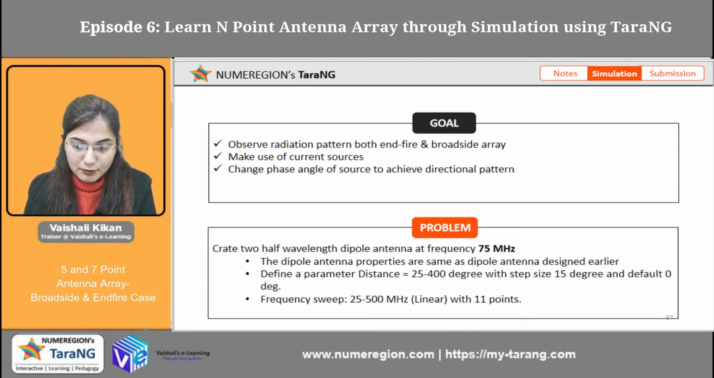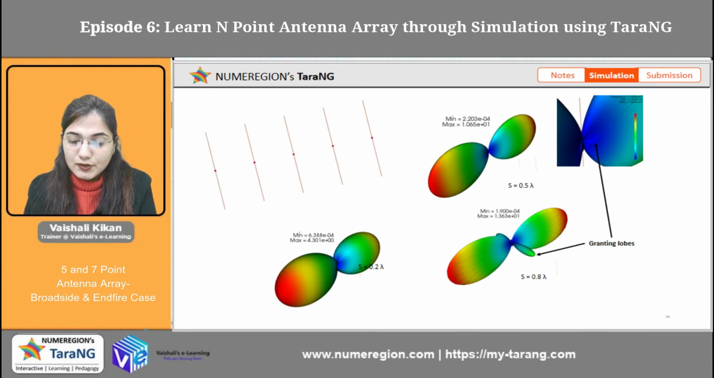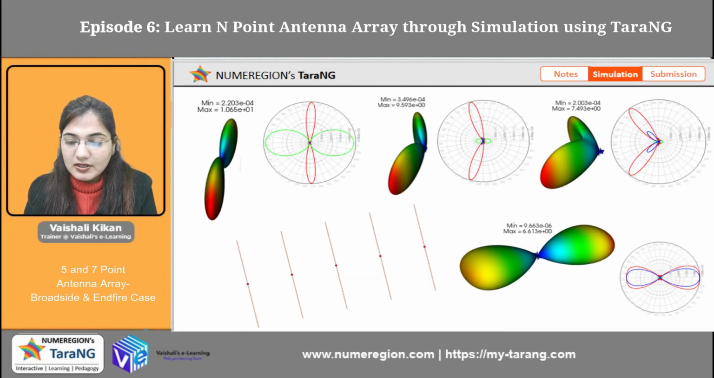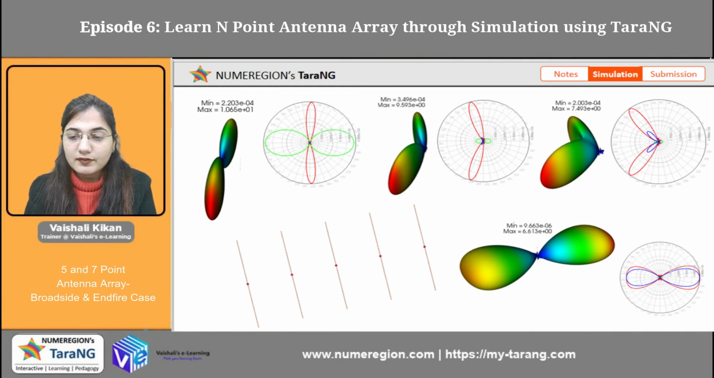You can also play with it. You can find out the frequency sweep was 25 to 500 megahertz with 11 points. I had taken only 1 point because we were not observing the near field. So this is how we will be having the radiation pattern. These are the grating lobes that are present. Okay, so grating lobes are non-intentional, right? So these are actually wasting some amount of power that was not desired. Okay, so this is how I had made the 5-point antenna array and the radiation patterns were looking like this. Okay, so you can change the distance, you can change the phase, and you can observe the radiation pattern.